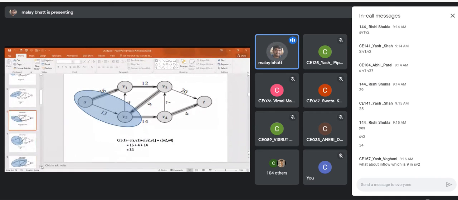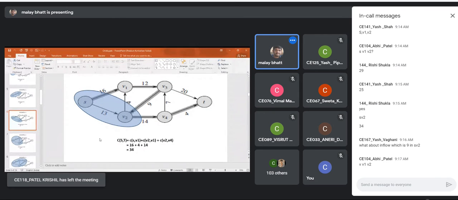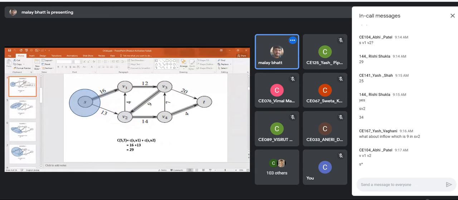So now what is another possible grouping? We can think about S, V1 and V2. That is also a valid group, right? First we considered only S. Then we considered S and V1. We considered S and V2. Now we will consider S, V1, V2. Keep in mind that the source node must be there. You cannot consider the group V1, V2 only.